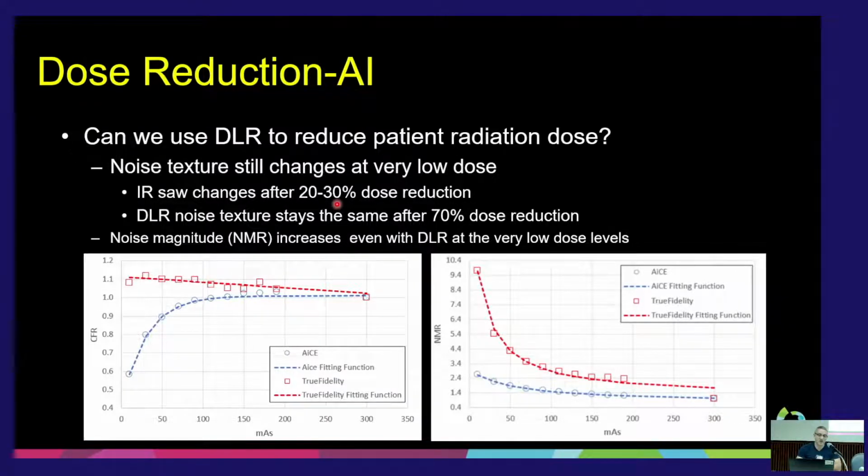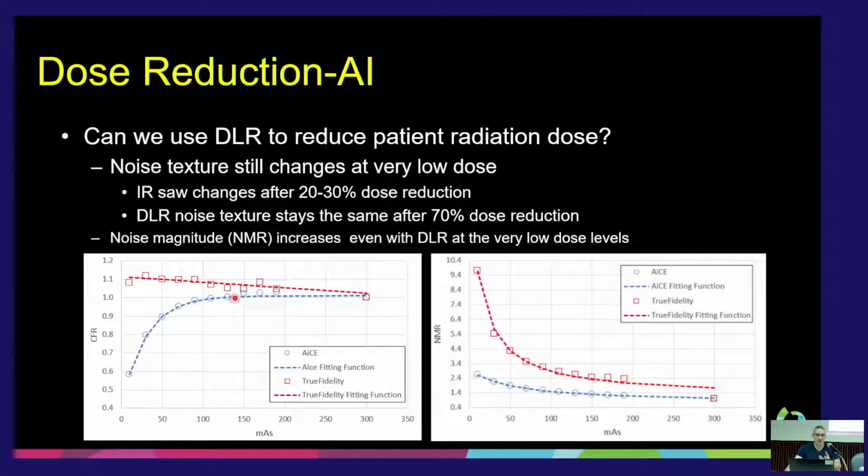So several publications have come out and said, if you don't want to see the softening of the boundaries in your image using iterative reconstruction, dose reduction should really be held to 20 to 30%. Well, with the deep learning reconstruction algorithm, based on the slides I showed a minute ago, I found that you could go about 70%, specifically for one vendor, but largely for the other vendor too. You can go about 70% without changing the noise texture.